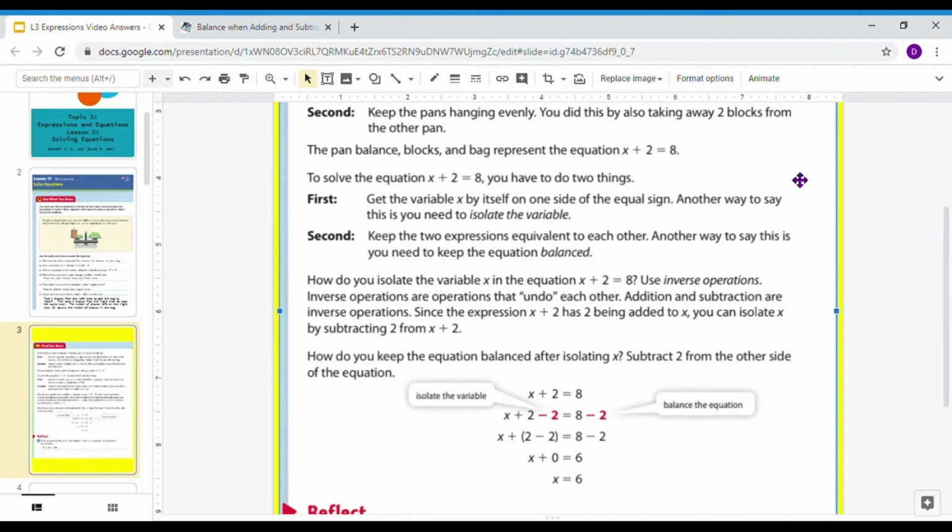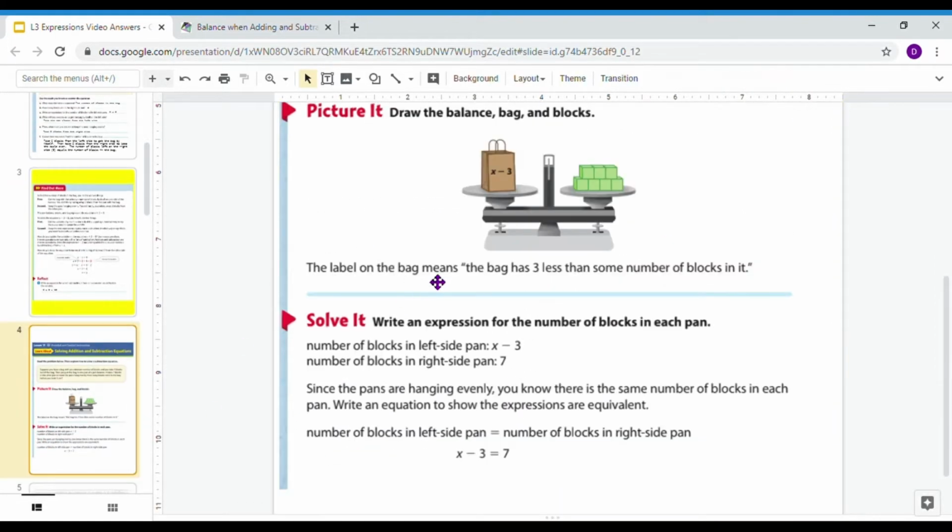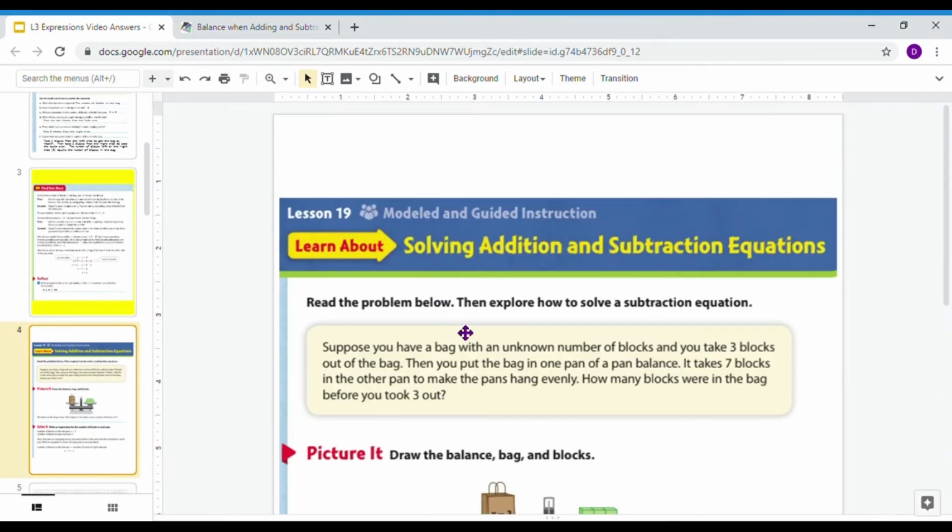Reminder, this is highlighted for a reason. It's a great resource page to come back and check out if you get stuck. So let's move right into solving addition and subtraction equations.